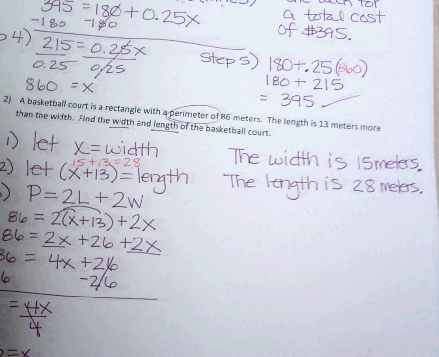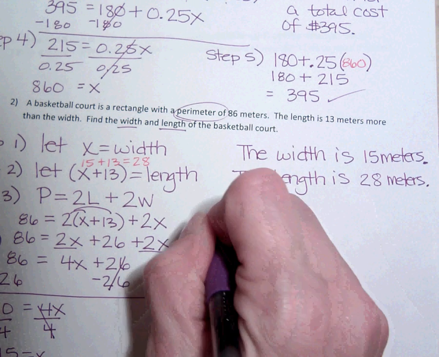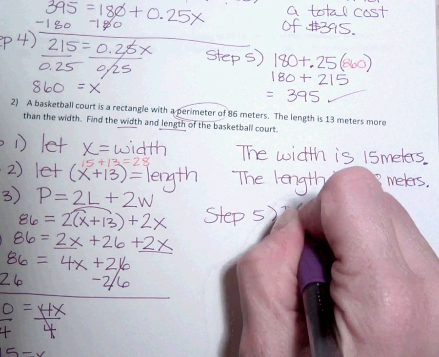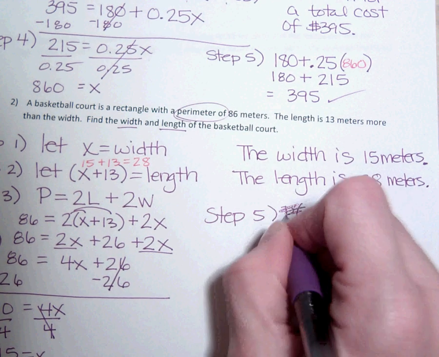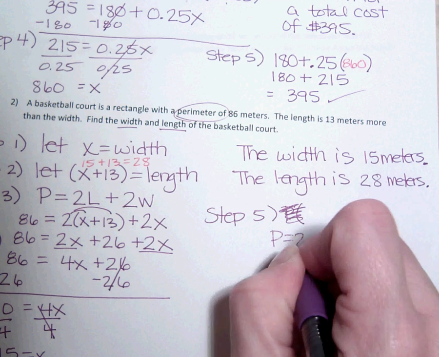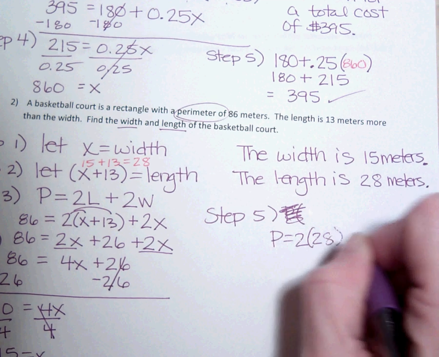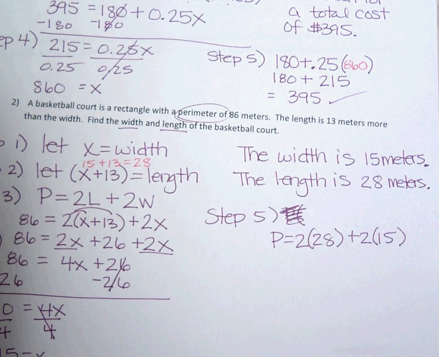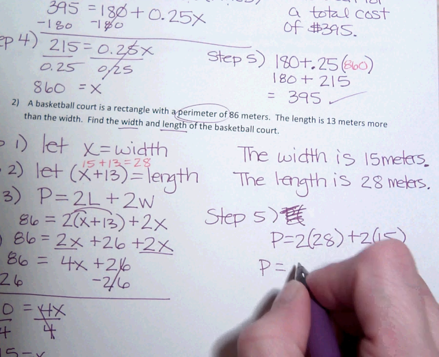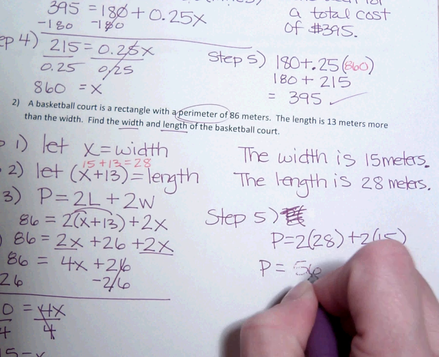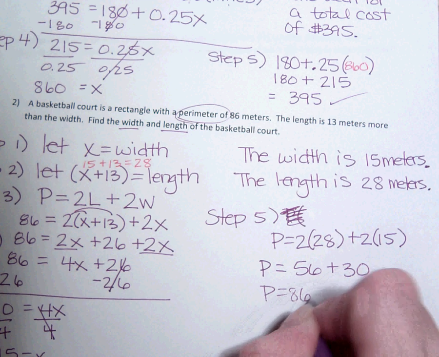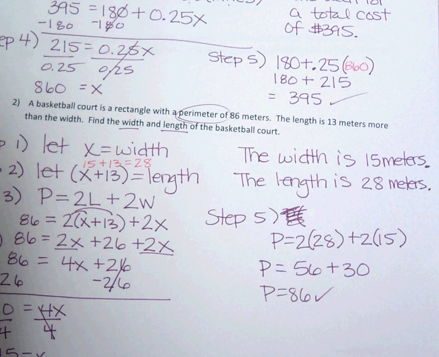Okay? And then step 5, let's make sure it makes sense. So perimeter is 2 of the length. Oops. Perimeter equals 2 of the length, so 2 of the 28s, plus 2 of the widths, so 2 of the 15s. So 2 times 28 is 56, 2 times 15 is 30, and there we go, there's our 86. So we know that it checks out.